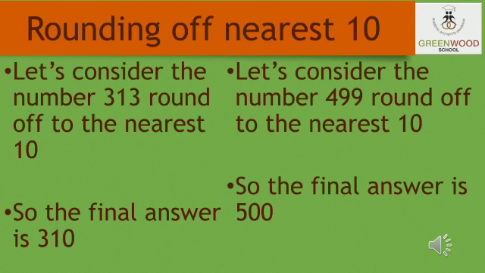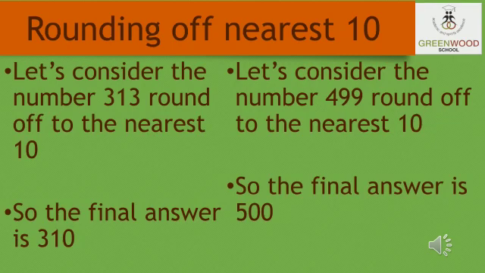Let's take another example. Let's consider the number 499. To round off to the nearest significant number, consider the tens place and follow the steps. Identify the digit present in the tens place, that is 9. Identify the next smallest place in the number, that is 9.